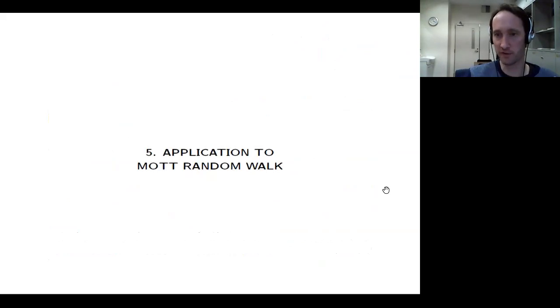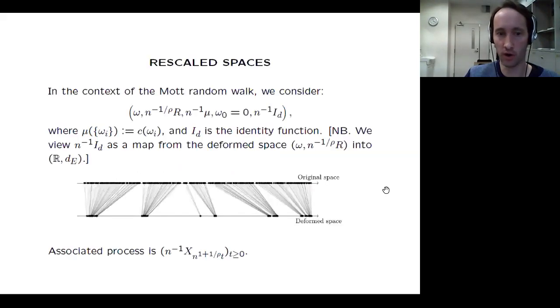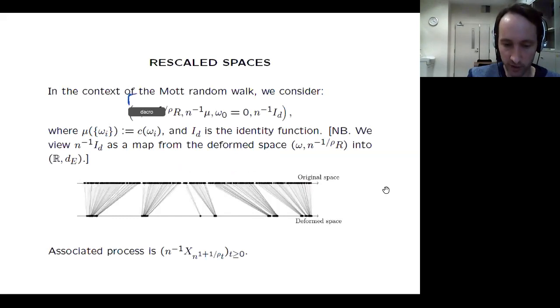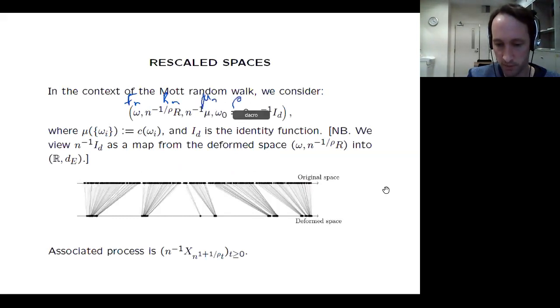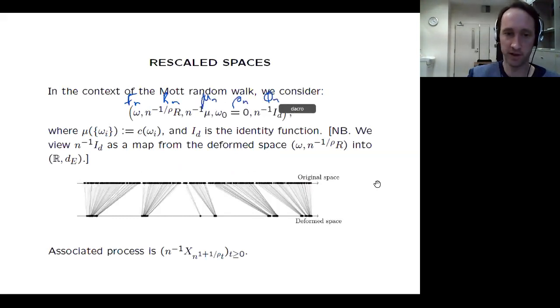So yeah, in the last 5 minutes, hopefully I get time to explain how we apply this result to the Mott random walk. And so here's the kind of objects we consider. You remember we had the set, the measure, so the resistance metric, the measure, the marked point, and the map. These were the kind of objects we had to consider.